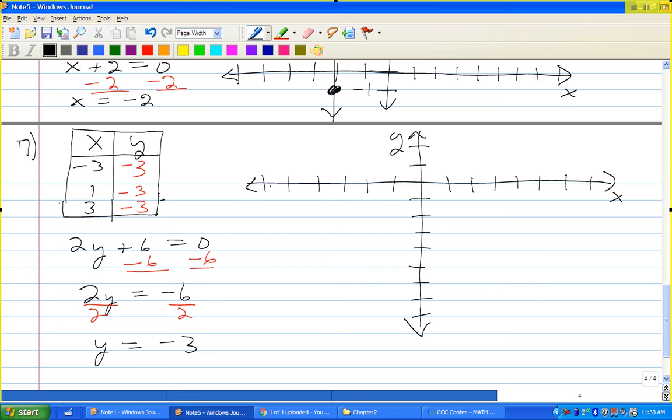Okay, so when x is -3, y is -3. When x is 1, y is -3. When x is 3, y is -3. So let's draw the line through these points. So this is the graph of 2y plus 6 equaling 0. Again, this is a horizontal line.